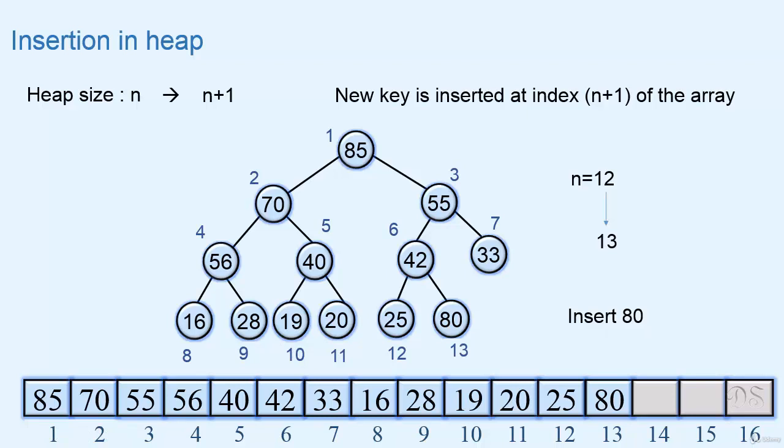Now let's check the heap order property. This 42 is less than 80, so the heap order property is violated. Now to restore this heap order property, we have to move this key upwards in the tree and place it at its proper place. We'll do this by performing a procedure called restore up. Now let's see what this procedure is.